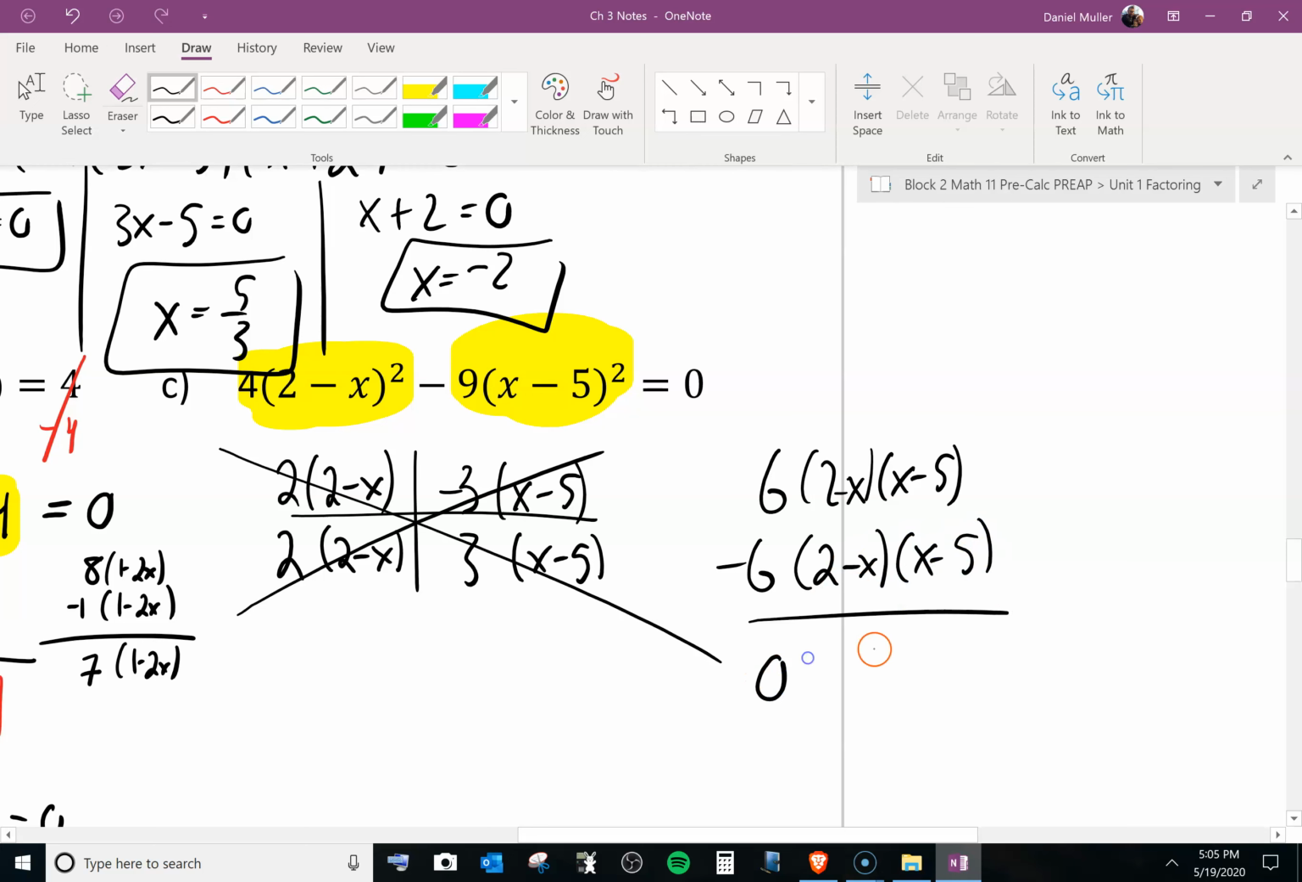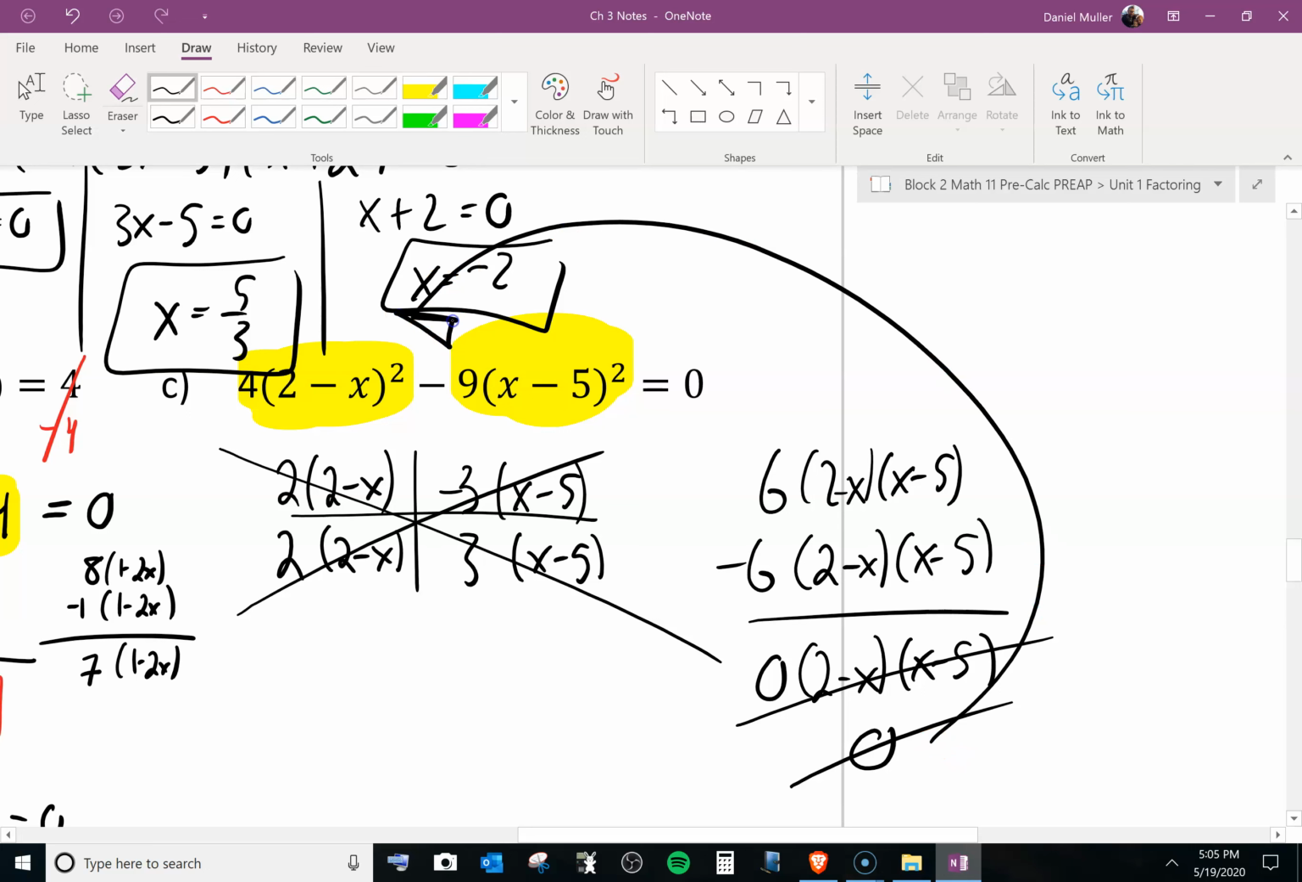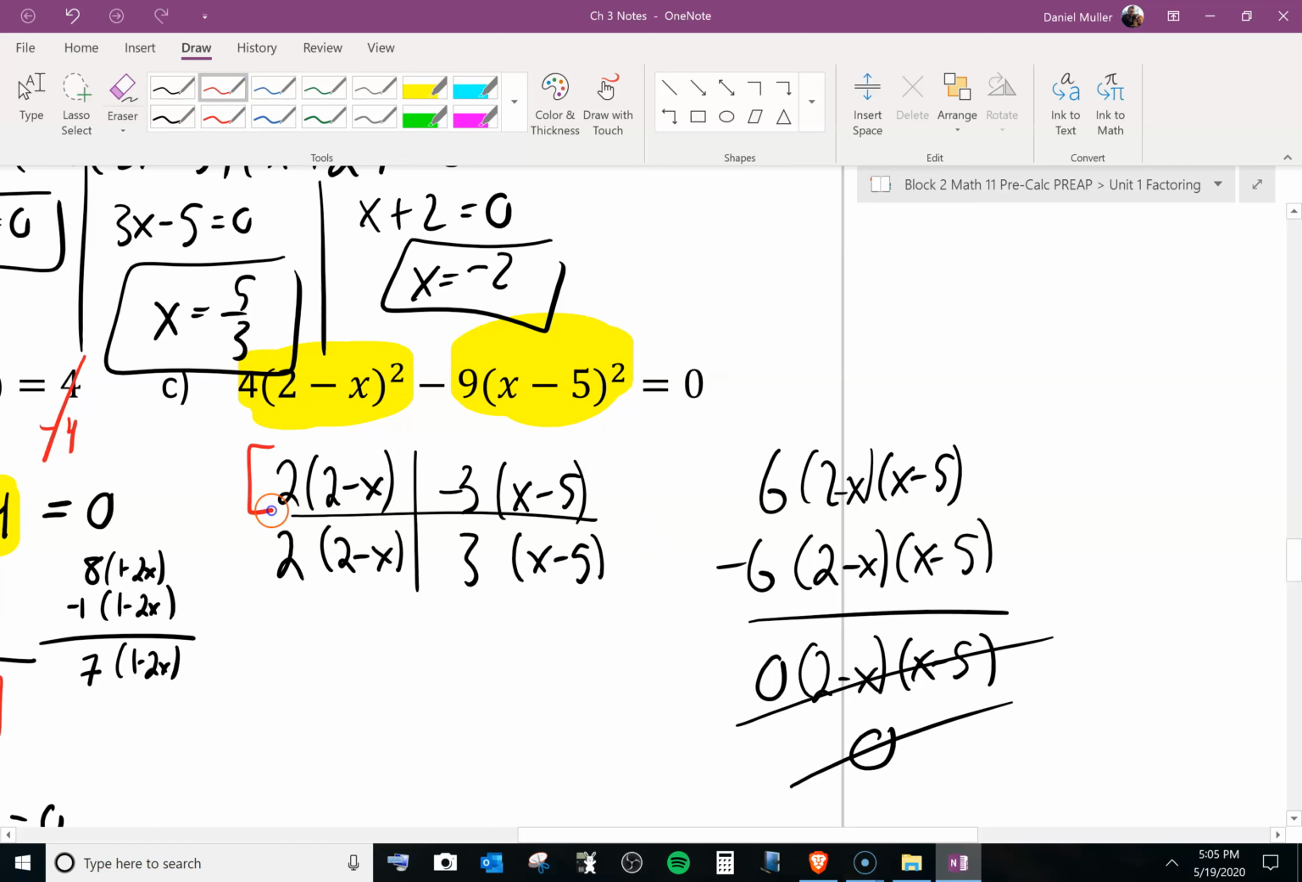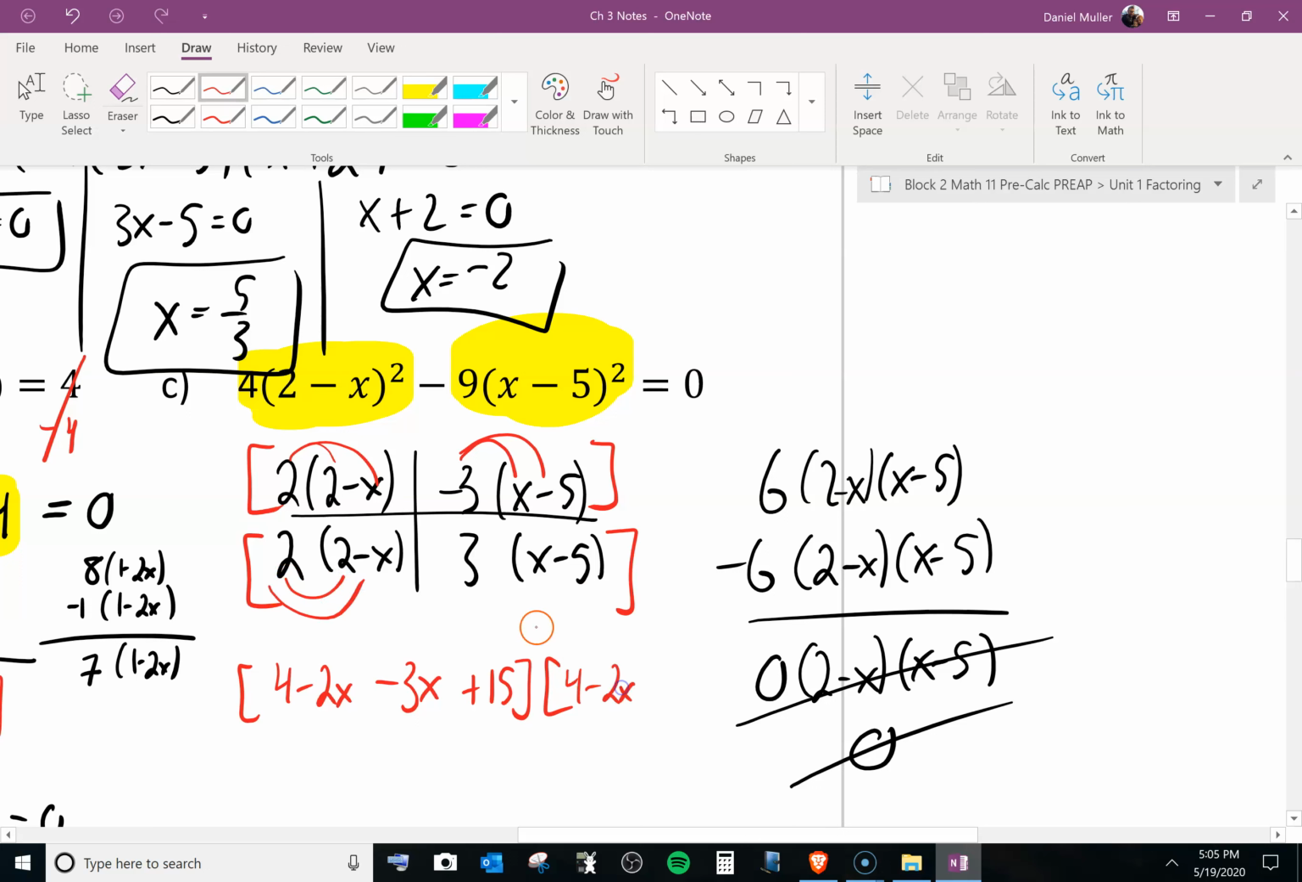So if I add them up, I get 0. 0 times anything would just be 0. It's gone, which is why there is no middle term. It's disappeared. So I've got my two factors right here. It's going to require a little bit of work. So this first one is 4 minus 2x, minus 3x plus 15. And the second one is going to be 4 minus 2x, plus 3x minus 15. So a positive 3x minus 15.